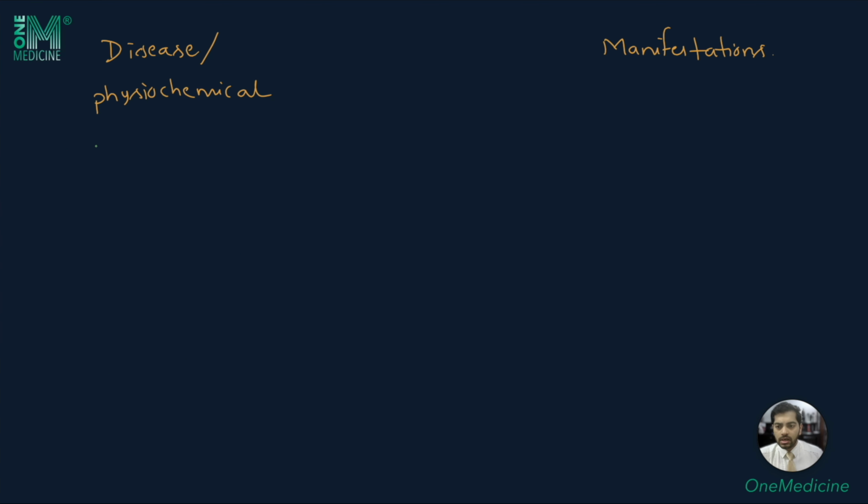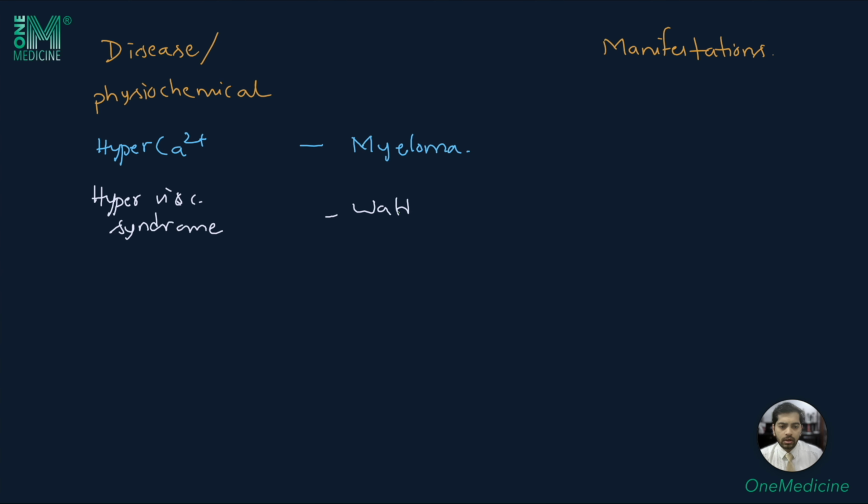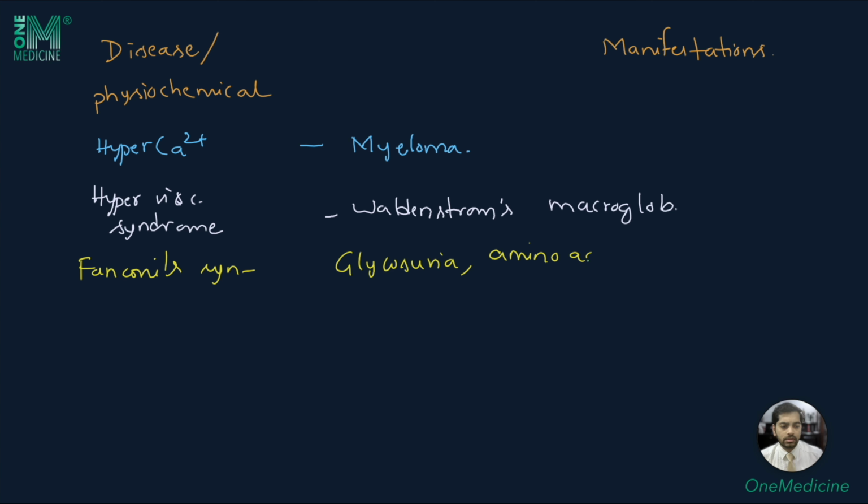Now, the other conditions that can complicate kidney disease include hypercalcemia, which is present in myeloma patients. Hyperviscosity syndrome, commonly seen in Waldenstrom macroglobulinemia. Fanconi's syndrome, associated with glycosuria, amino acid excretion within the urine, phosphaturia, with or without hypouricemia, and even proximal renal tubular acidosis.